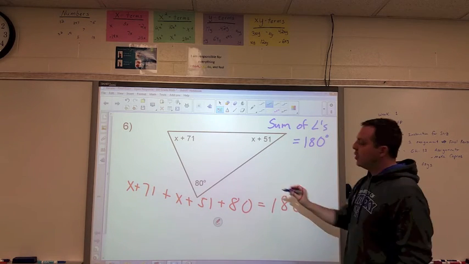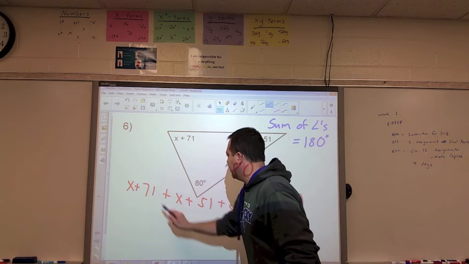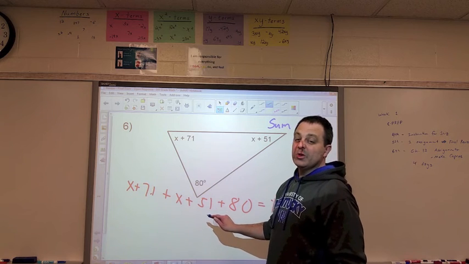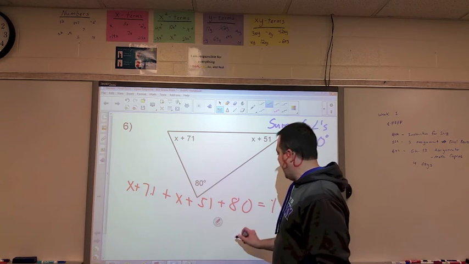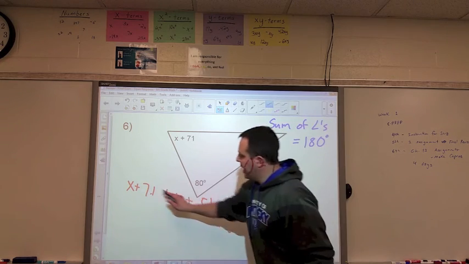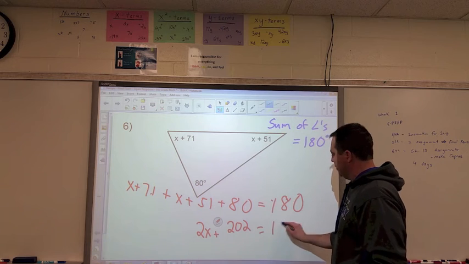You want to write an equation to show how you're solving for x right here. So we combine like terms. We've got 71 plus 51, that's 122, plus 80, that's 202. And then we have x plus x, that's 2x. 2x plus 202 equals 180.